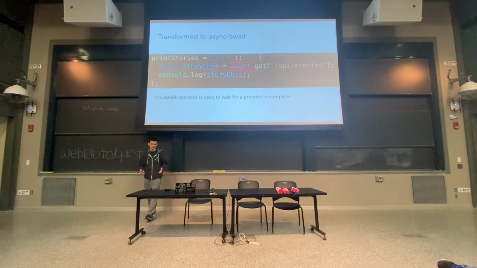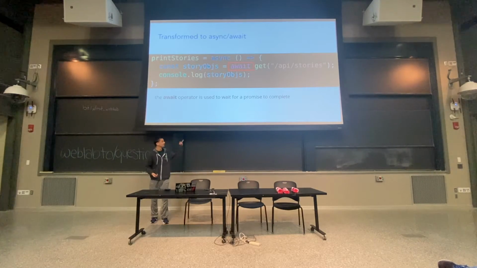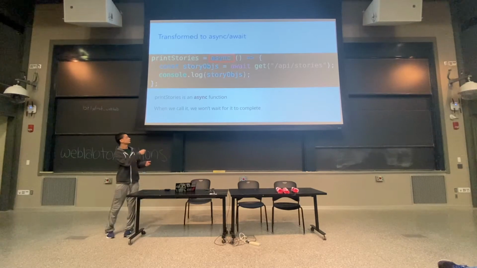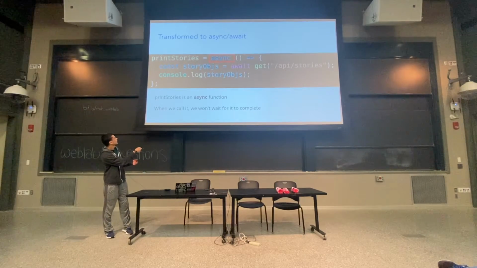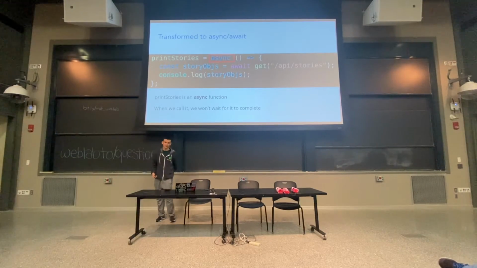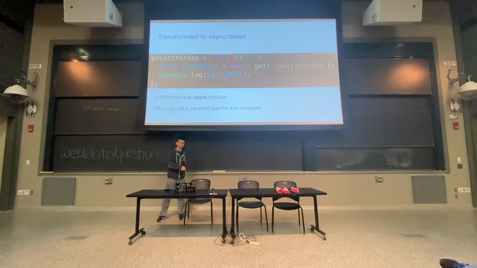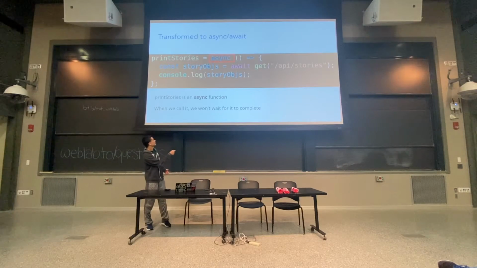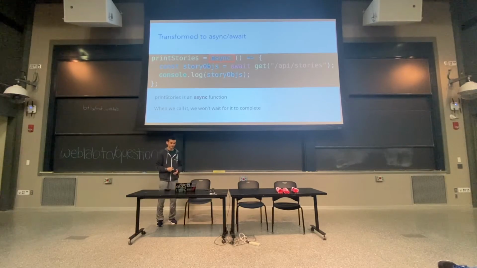You might be wondering, I just told you that synchronous is bad, so why would this ever be okay? The reasoning is that I made the outer function an asynchronous function. So that means when we call print stories, we won't wait for it to complete. We're going to keep moving on to the next line. So it's okay to have an await here, because this whole operation is going to be async due to using this async word.